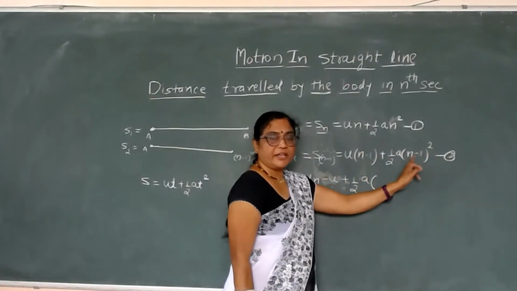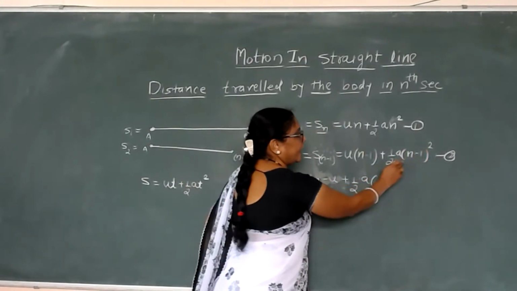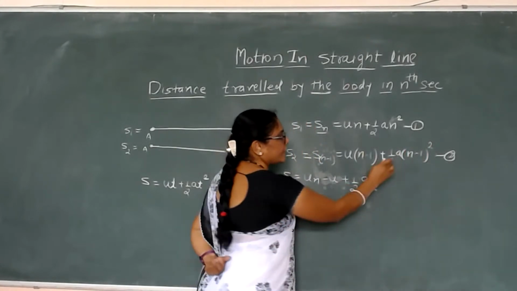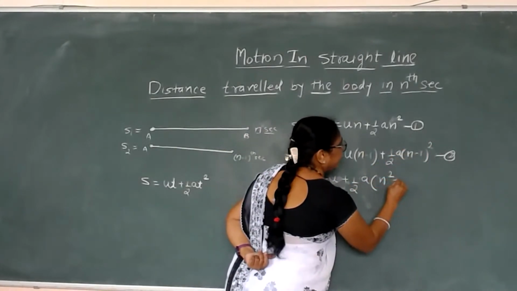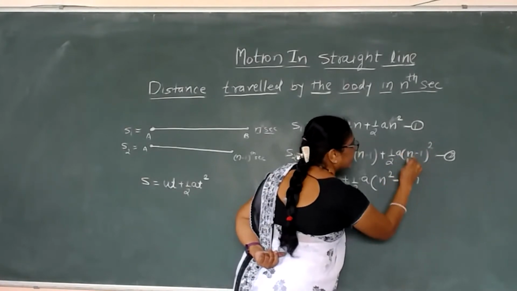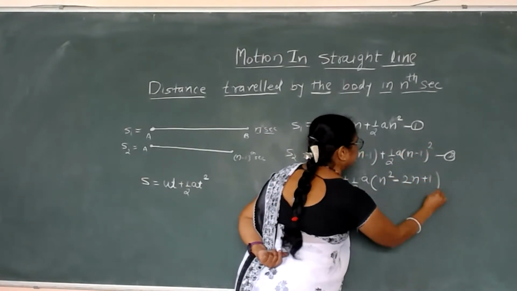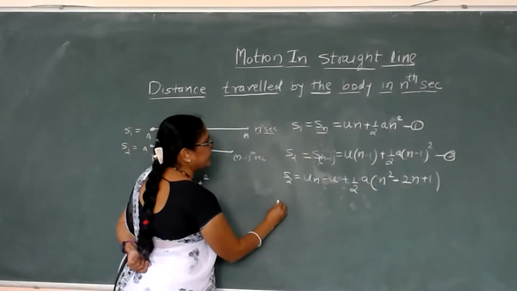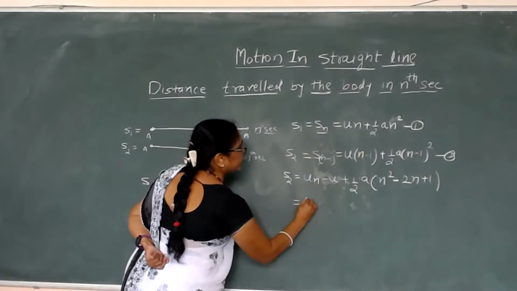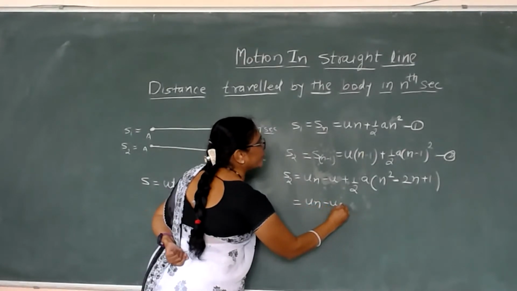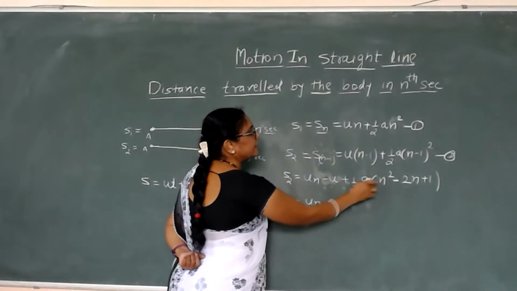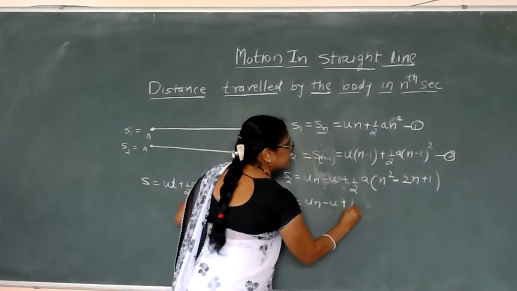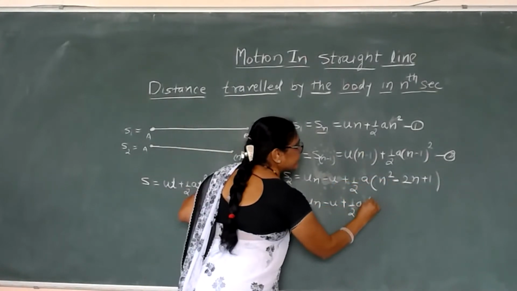So apply the formula (a minus b) whole square, that is a square minus 2ab plus b square. Apply the same formula here: n square minus 2n plus 1. Again simplify this equation. S2 is equal to un minus u plus, multiply this value to the bracket, half a into this bracket, that is half a n square.